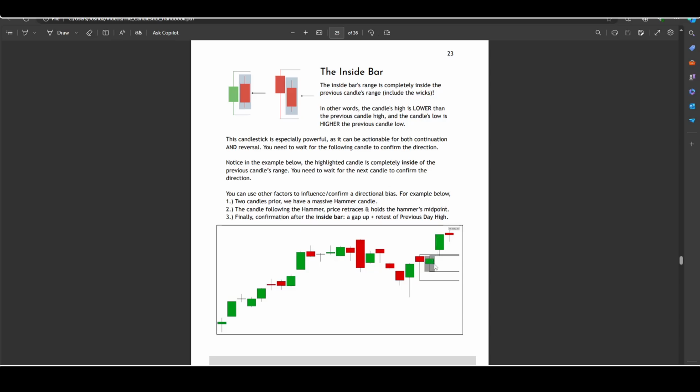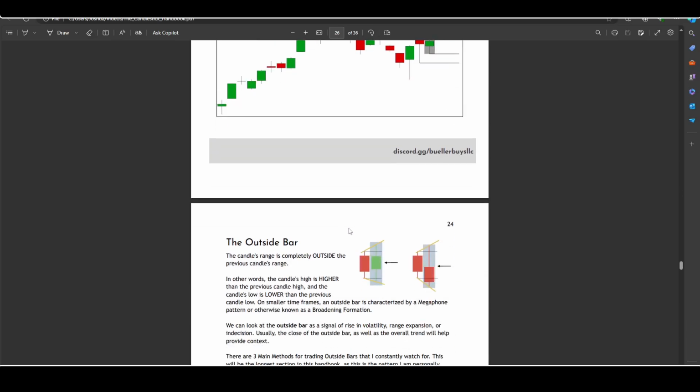I really like that a lot that he put that there. Finally, the confirmation after the inside bar: a gap up and retest of previous day high. Right here. That is beautiful. Gap up and retest. So you get the gap up, and then they came back down. You can see that wick there, and they brought it back up. Very strong sign that buyers are definitely still present and most likely want to test recent highs. Very, very good example there.